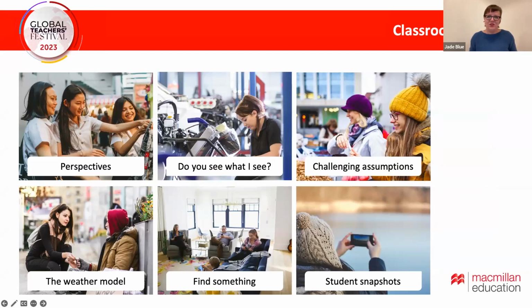Now, with each of these activities, you can source images yourself. You can bring stuff from home, stuff that you found online, or you can use images from the course book, which is what I've done here. These images are all from Gateway to the World. Or you can get students to find their own images and to bring those into the classroom. So let's start with the first of these activities.